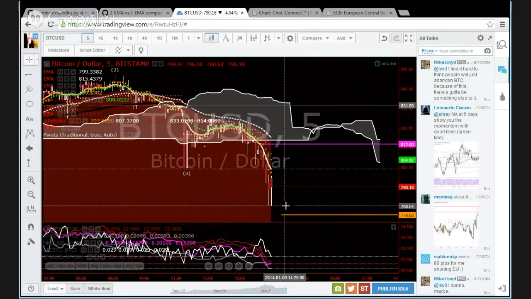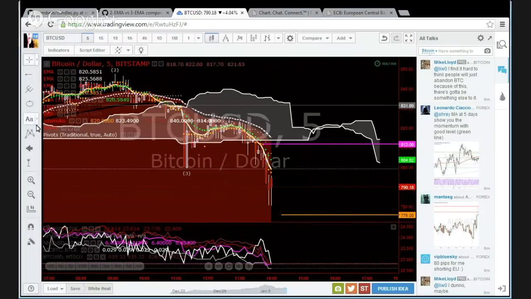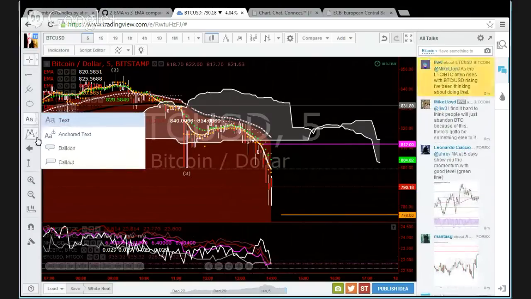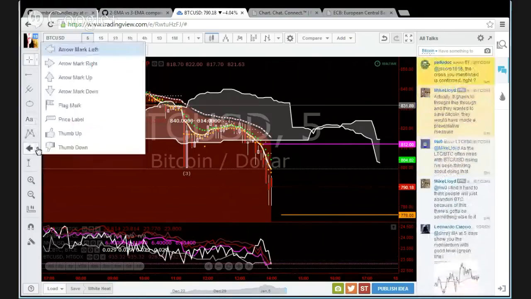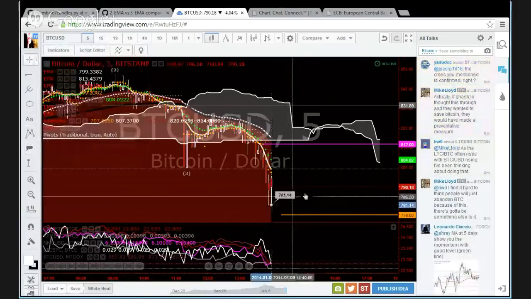I don't know what the threshold would be here on this either. A lot of things I don't know. Do a price label on this though, guys. 781.